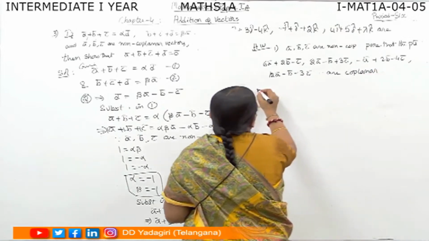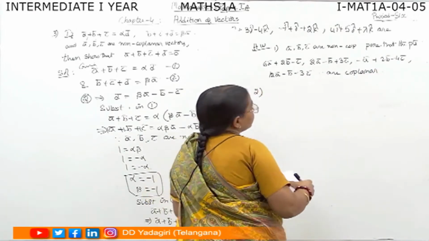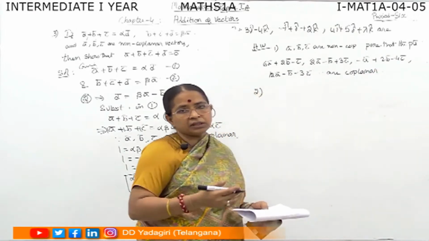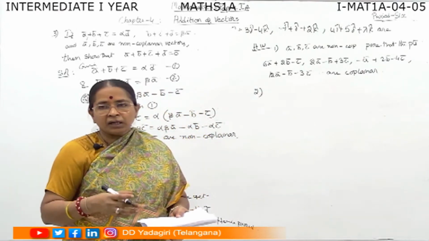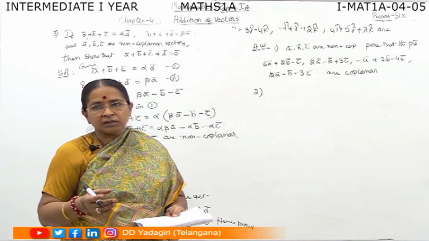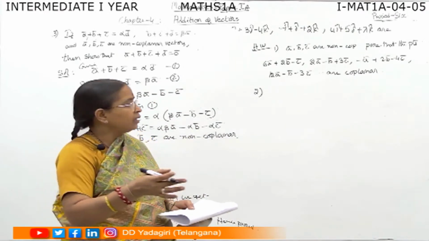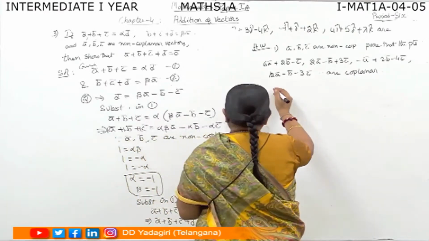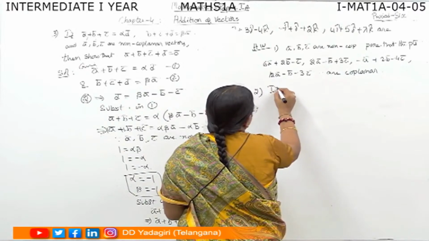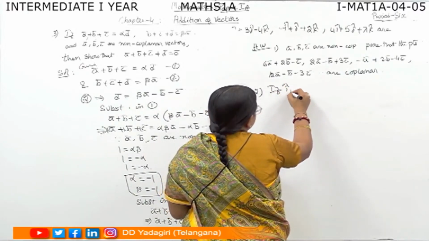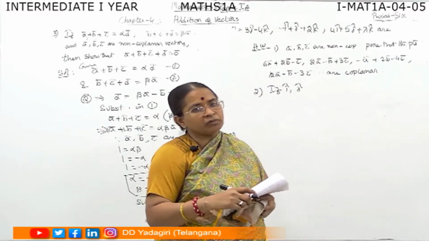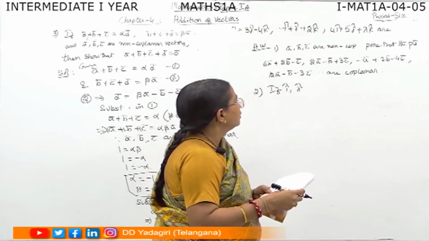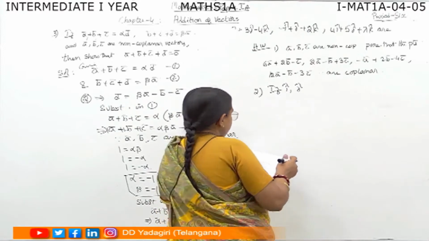We solved similar problems, same procedure: convert them to vectors, take the points as A, B, C, D, convert them to vectors AB, AC, AD, then take AB as x times AC plus y times AD, and then equate the coefficients of like vectors. Solve any two equations, and if the third equation is satisfied, they are coplanar. So here they are coplanar, the third equation will be satisfied.